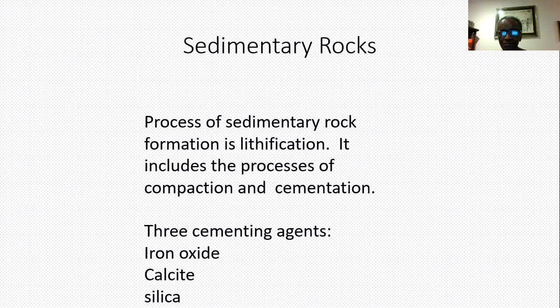There are three different cementing agents. One of them is iron oxide. Iron oxide has a reddish brown appearance because it's rust. So if you have sedimentary rocks whose cementing agent is iron oxide, then you would expect them to have a reddish brown appearance. Calcite, the mineral that we've talked about that can be identified if we put dilute hydrochloric acid on it, is also one of the cementing agents. And then the third one is silica.